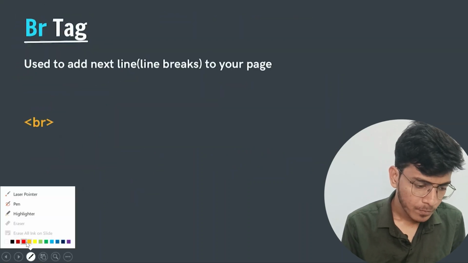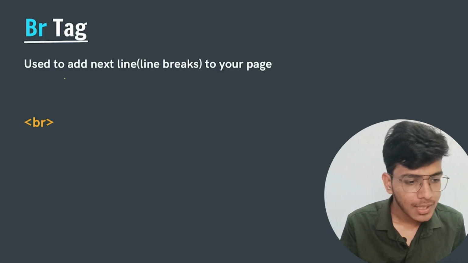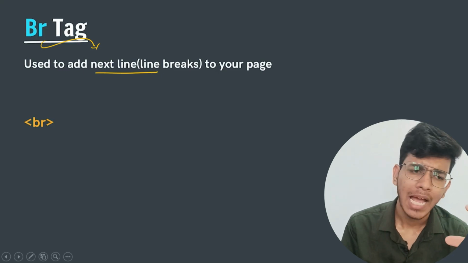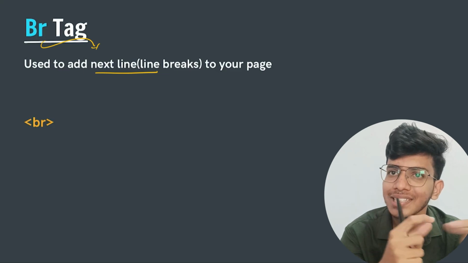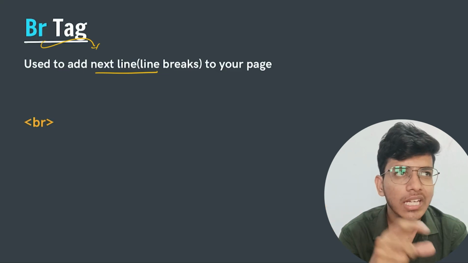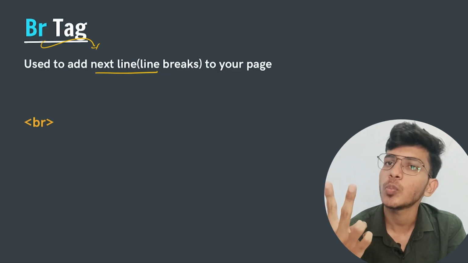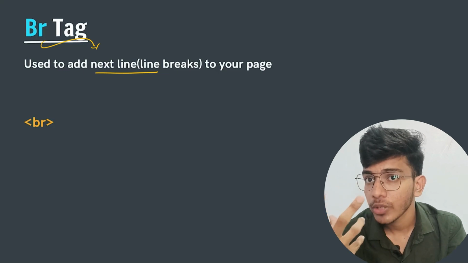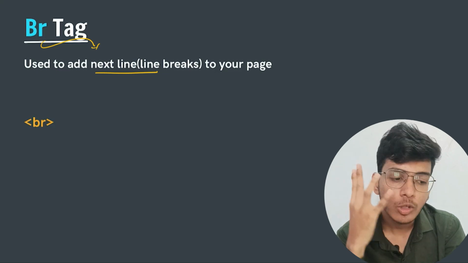Now let us talk about the BR tag. The BR tag is used to display the next line. For example, I have written so many things and I don't want everything on the same line. I have created a para and I want my para to get divided into two parts. So to divide our text into two different parts, or to create a new line in our HTML document, we use the br tag.